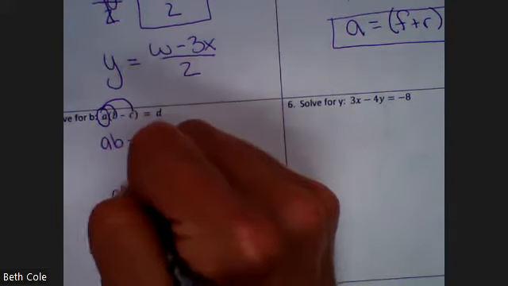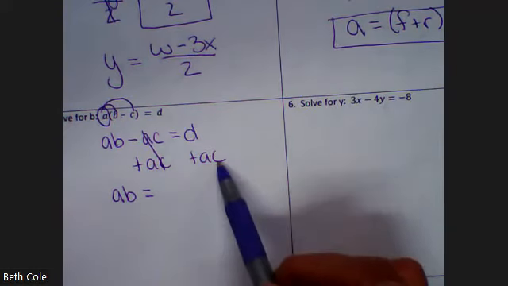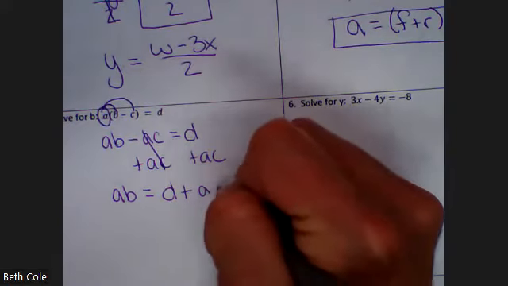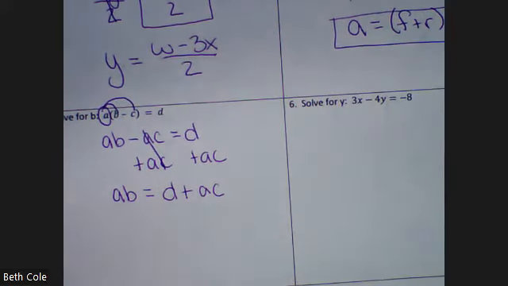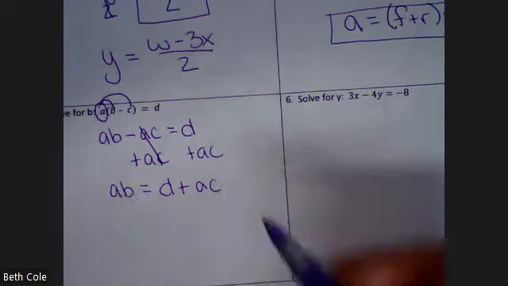So it'll be AB equals D plus AC. Kind of feels like you're trying to spell a word, but not quite. Letter explosion. Last step, and don't forget what you want to get by itself. We want B by itself. So leave B where it is, divide by A.